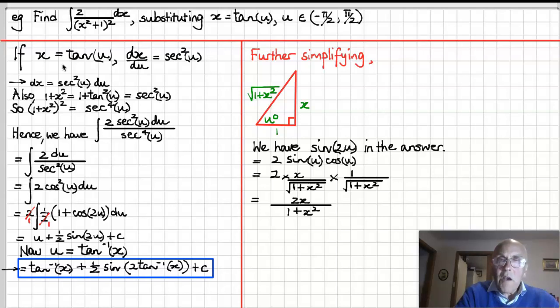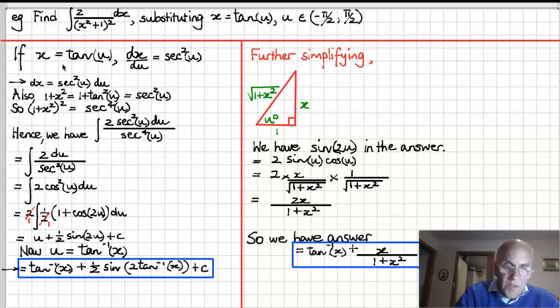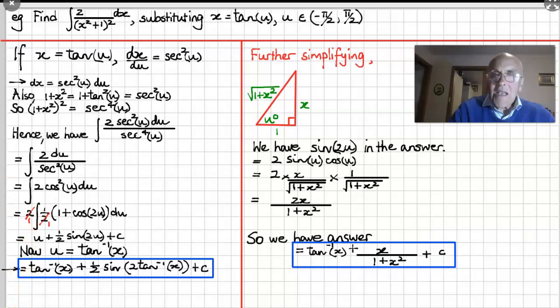So that's sine 2u. So now we can rewrite our answer as the angle whose tan is x plus, now this sine 2u was 2x over 1 plus x squared. So if we've got a half of sine 2u, it's just x over 1 plus x squared, and then we're adding c for you and me. And that fills us with glee because we just absolutely demolished that question.